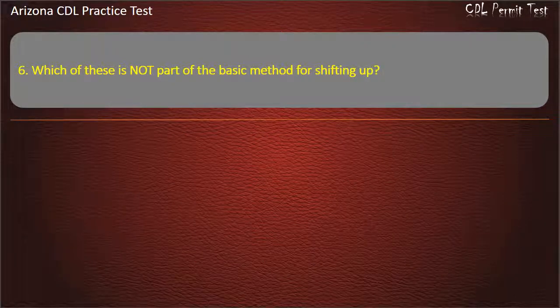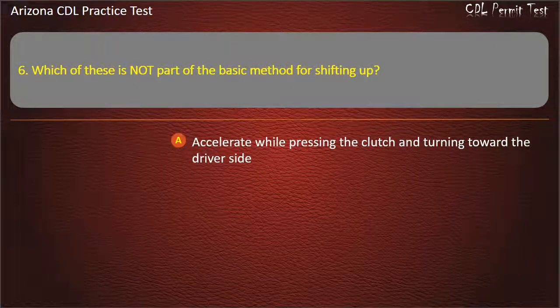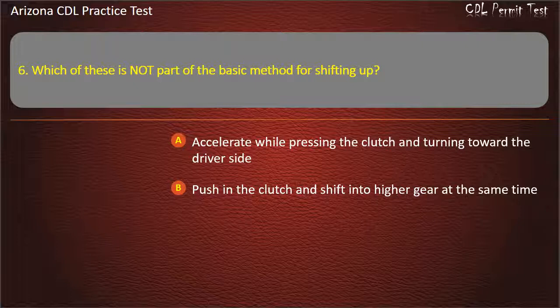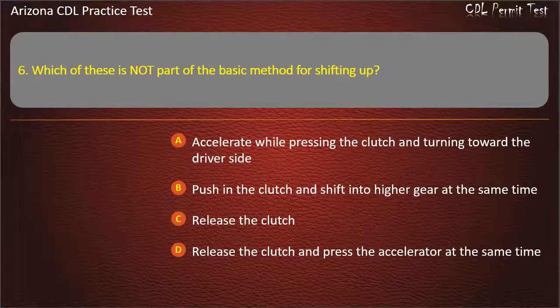Question 6. Which of these is not part of the basic method for shifting up? Accelerate while pressing the clutch and turning toward the driver's side. Push in the clutch and shift into higher gear at the same time. Release the clutch. Release the clutch and press the accelerator at the same time. Answer. Accelerate while pressing the clutch and turning toward the driver's side.